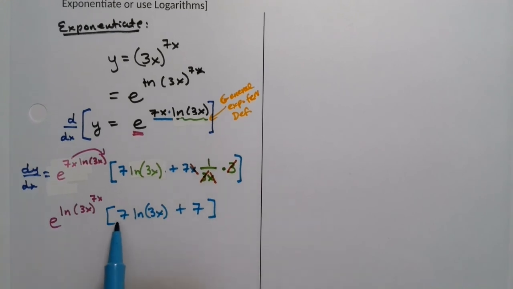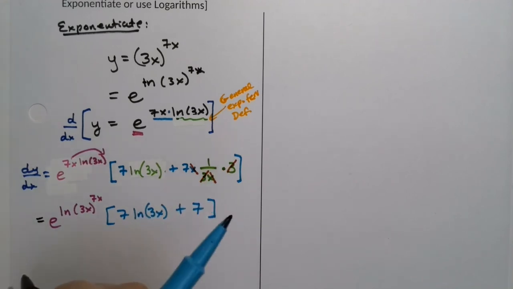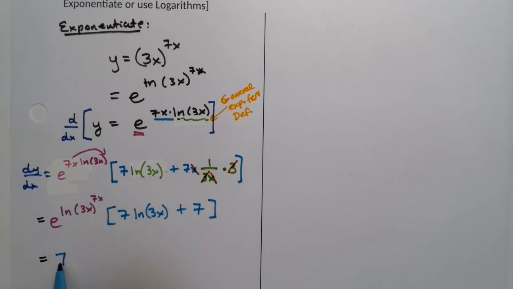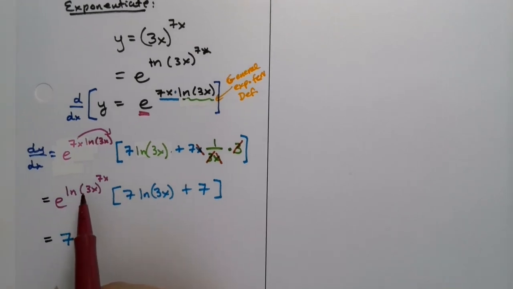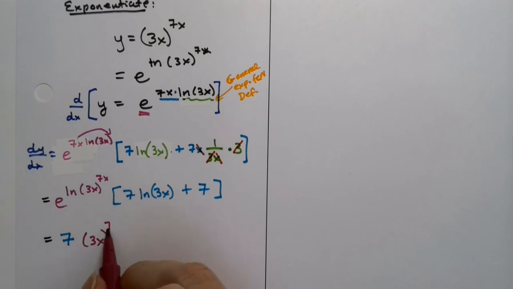You'll notice both of those have 7s in them, so I could factor a 7 out. I also notice that e and natural log are inverse functions of each other. So that would be 3x to the 7x right there, again because of inverses.